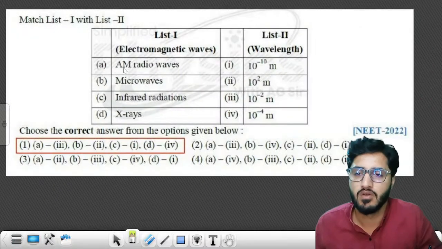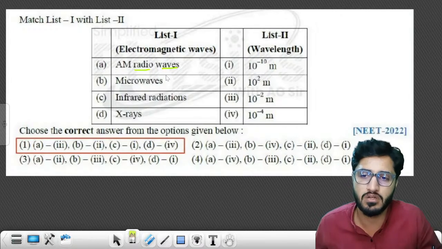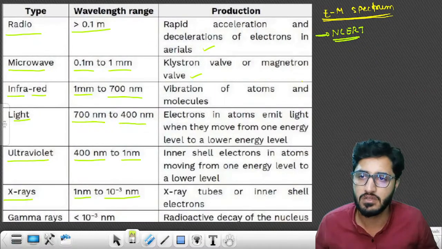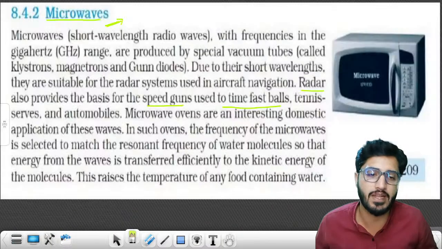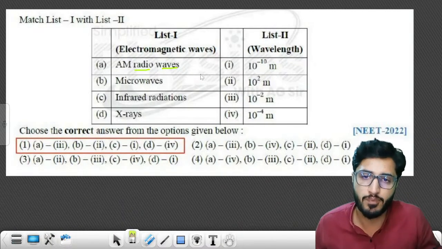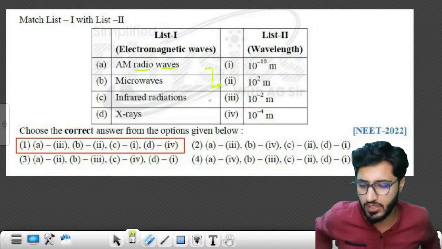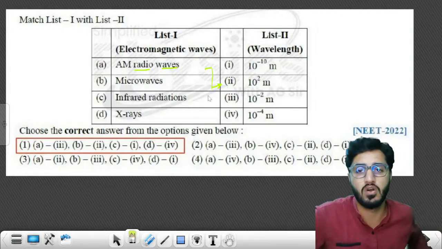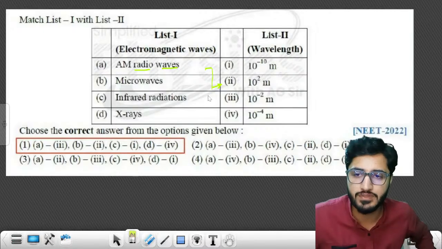Okay, now we have radio waves. So radio waves, we know from the previous part. More than 0.1 m only, right? So radio waves are which one? The highest one, 10 to the power 2 only. Then we have microwaves.